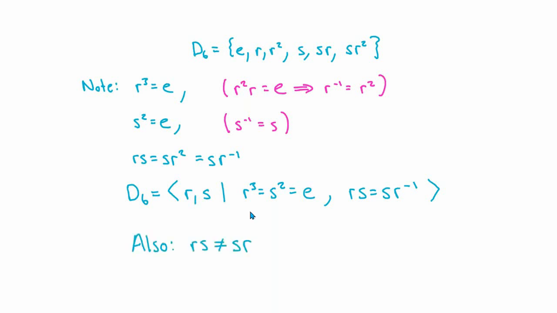Now finally, in case you haven't noticed this yet, RS was SR squared, and SR squared is not the same thing as SR. That means that this is a non-abelian group. And since all of the other groups of orders up to 5 were abelian, this is the smallest non-abelian group. So now things are starting to get a little more interesting.